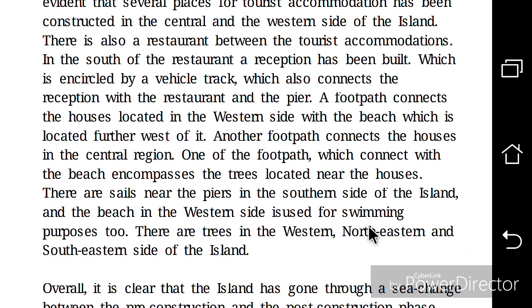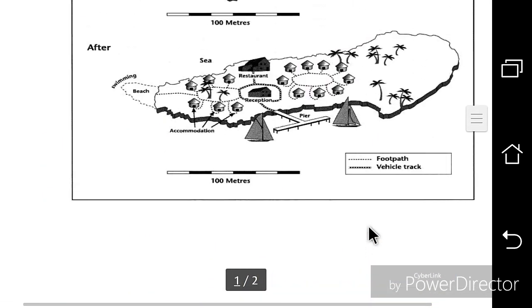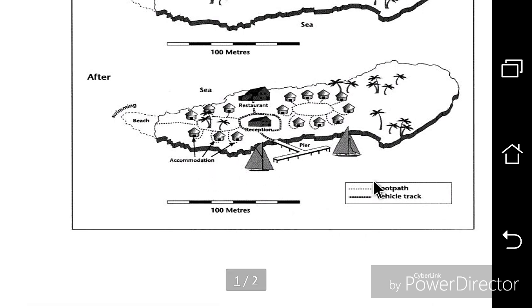there are sails near the piers in the southern side of the island, and the beach in the western side is used for swimming purposes too. Now if you check the southern side, you can see these are the little sails. First, if you think that they are yachts, they are not, because yachts are much bigger, and as compared to yachts, you cannot call them boats also. It is better to call them sails. And here this portion of the beach is allocated for swimming purposes. So people who want to swim can use that portion.